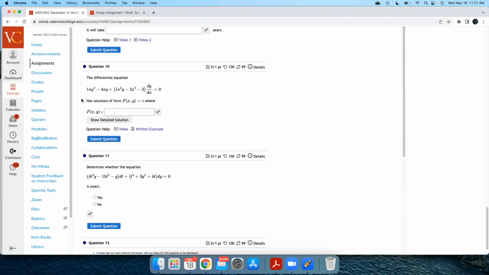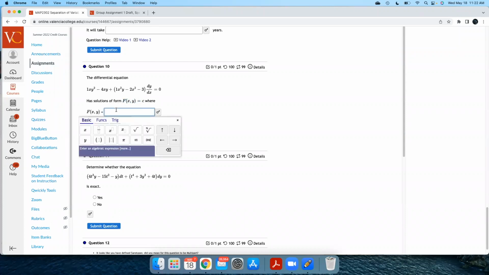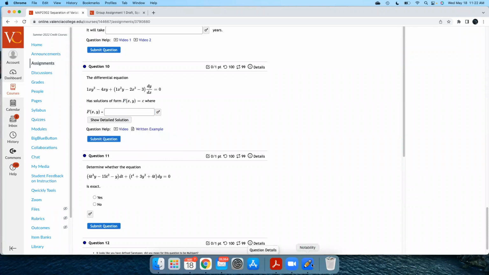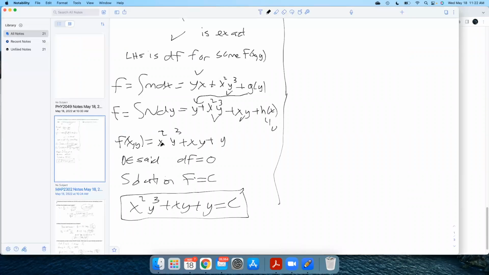Like here's one right here. They're saying, look, we know the solution is going to be whatever you get equals C. That's the solution. Don't write all that. Just tell me what you got for F. So in this homework problem, for example, you would just type in this.